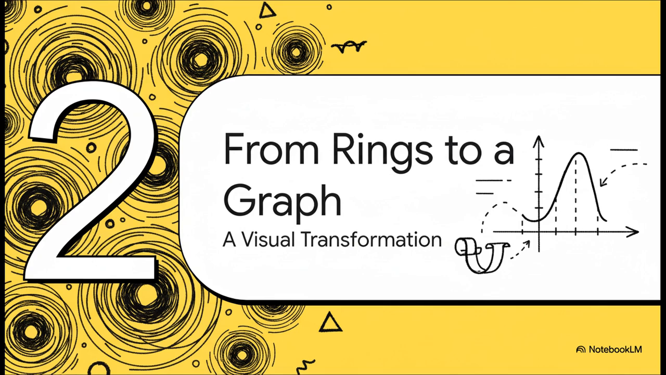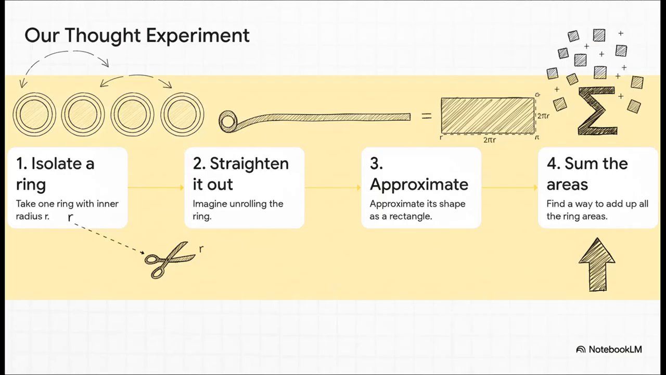Now, this is where the magic really starts to happen. We're going to take these circular rings and completely transform them into something that's way easier to deal with, a simple graph. So here's the game plan, step by step. First, we'll grab any one of those rings, which has some radius we'll just call r. Next, we imagine we can snip it open and unroll it so it becomes a long, thin strip. Then, we'll approximate the area of that strip by treating it like a simple rectangle. And finally, we just need a way to add up the areas of all those different rectangles.